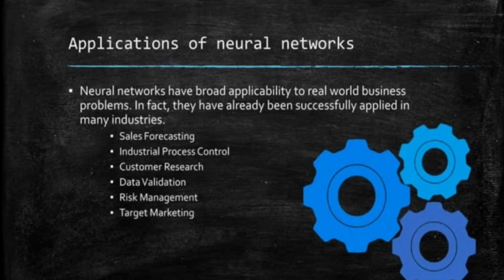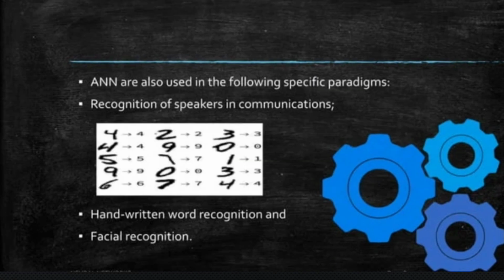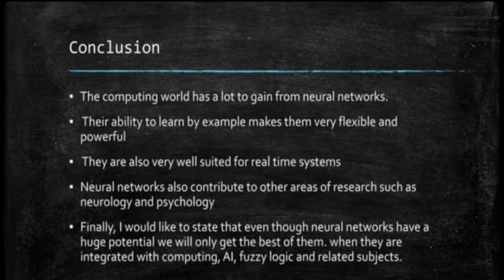Applications of neural networks. Neural networks have broad applicability to real world business problems. In fact, they have already been successfully applied in many industries: sales forecasting, customer research, data validation, risk management, and target marketing. ANNs are also used in the following specific paradigms: handwritten word recognition and facial recognition.